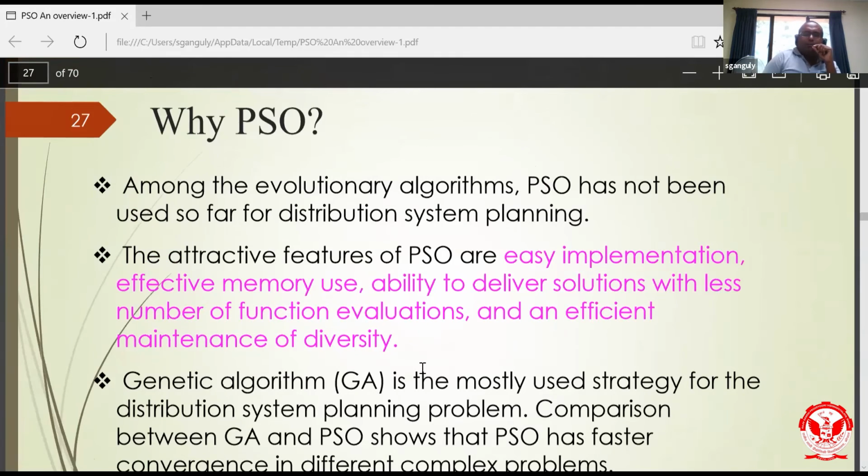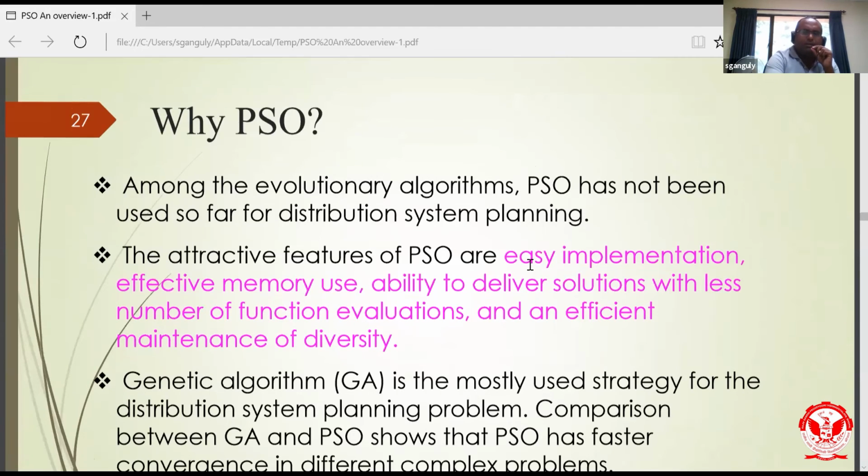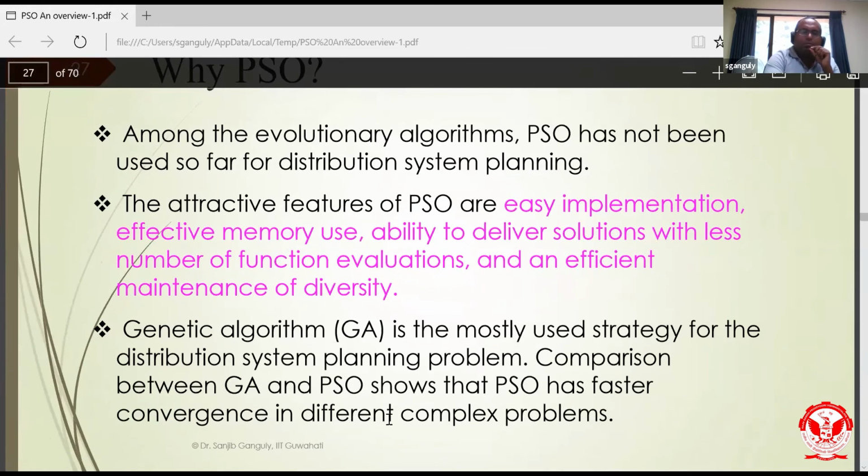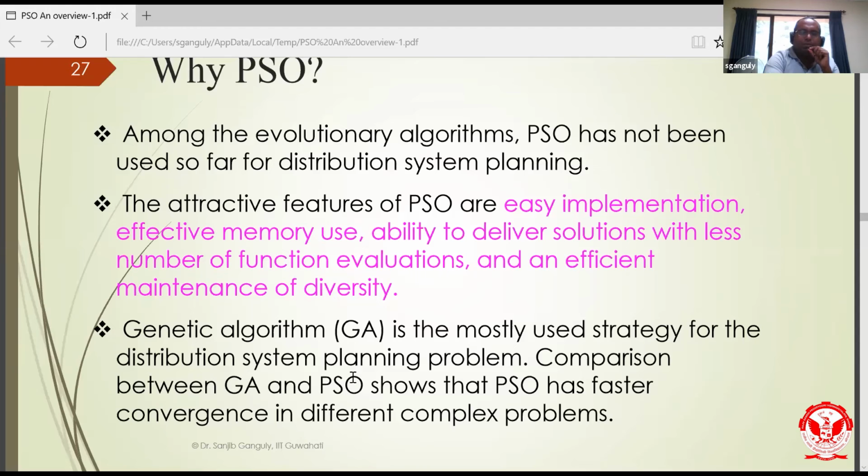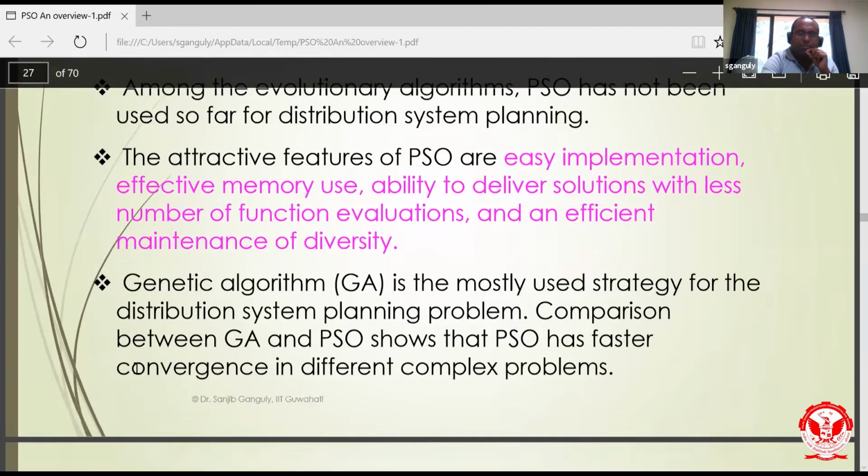Because it has some attractive features. It needs an easy implementation. You need to write a few lines of code to implement it. Also, it has effective memory use, the ability to deliver a solution with a smaller number of function evaluations, and so on. But the genetic algorithm is the mostly used strategy, so later on I compared the performance of PSO with GA for that particular problem.